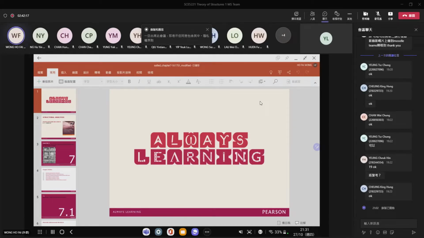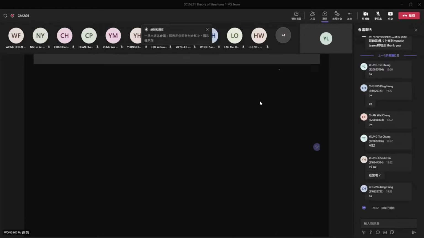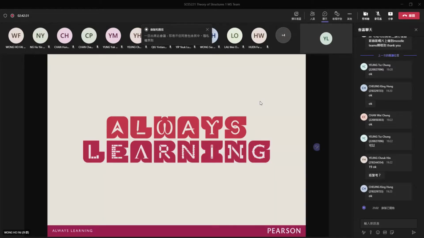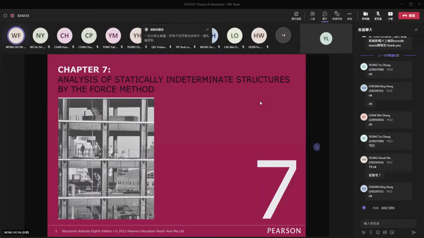Okay, and then we have a new chapter today. And it is about statically indeterminate structures. So here, we will talk about the analysis of statically indeterminate structures by the so-called force method. Now, the force method is not very difficult. Actually, it is very basic.